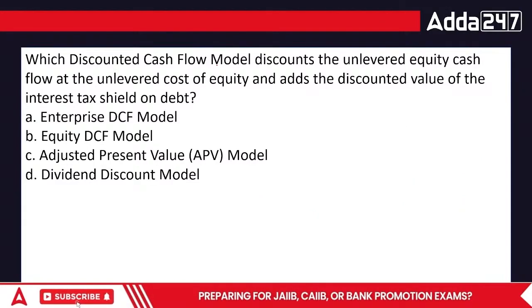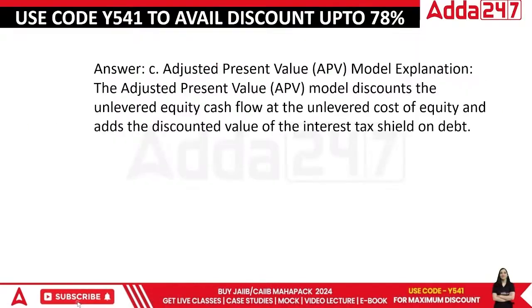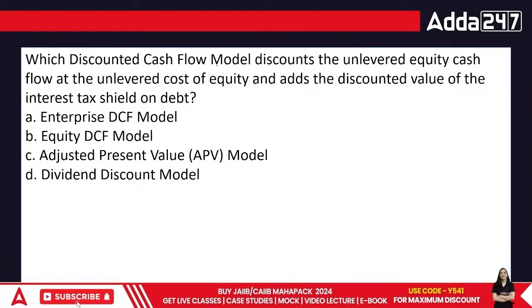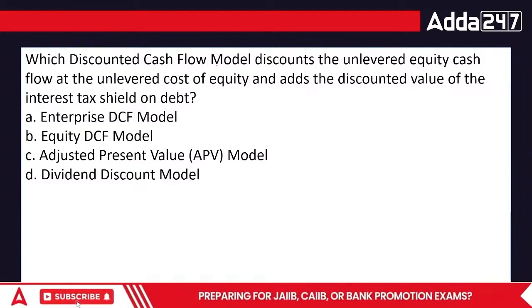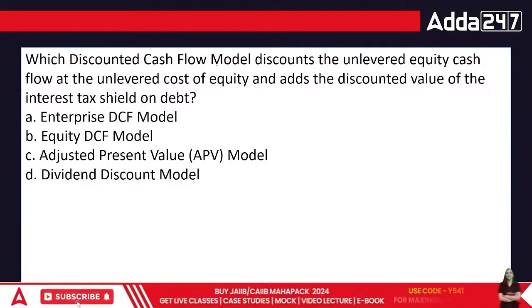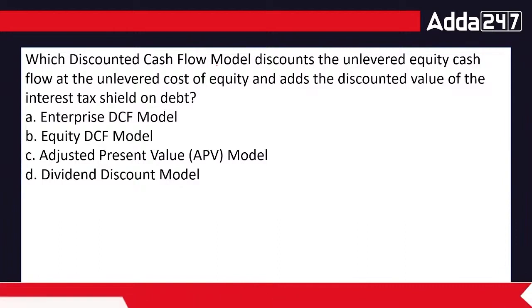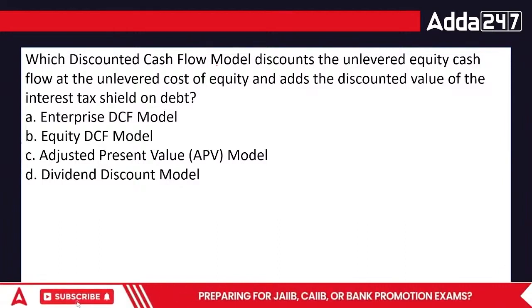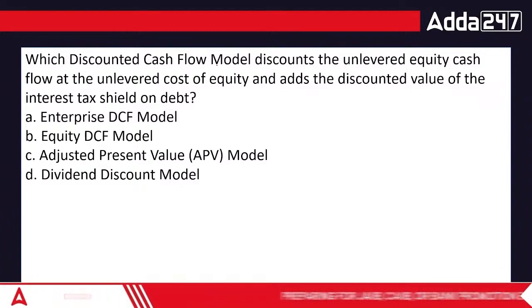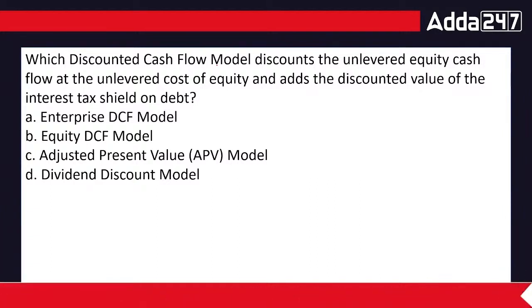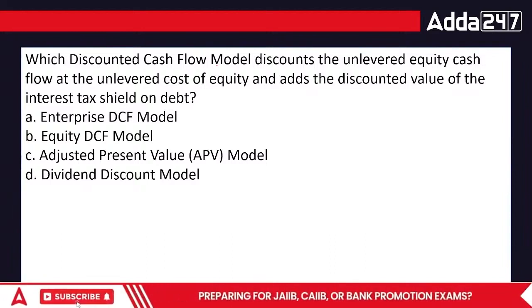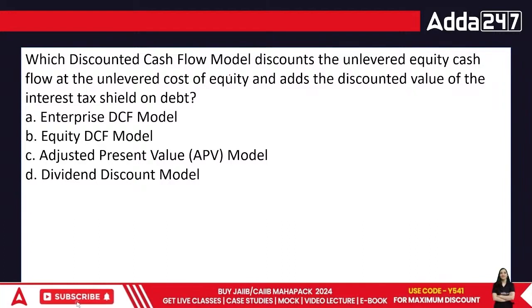Which discounted cash flow discounts the unlevered equity? Unlevered, matlab without even a single loan on it. Equity cash flow at an unlevered cost of equity and as a discounted value of the interest tax shield on the debt. Matlab, if this particular part of leverage is not there, what is the amount that we are earning, and then we use the interest as an expense to cry in front of the income tax department ki I am paying such a major expense, give me some relaxation on it. That's what they want.